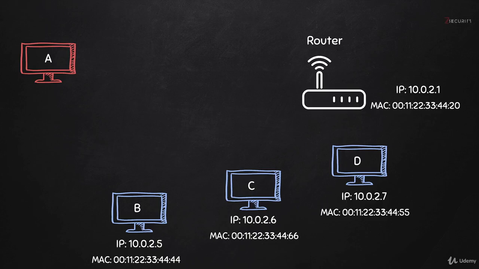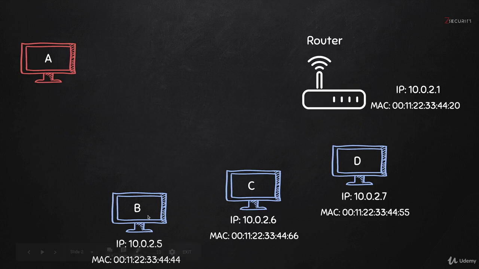Now there are a number of ways to discover clients on the same network. The easiest is to replicate what a normal device would do to discover another device on the same network. So for example, let's say we have a network here.